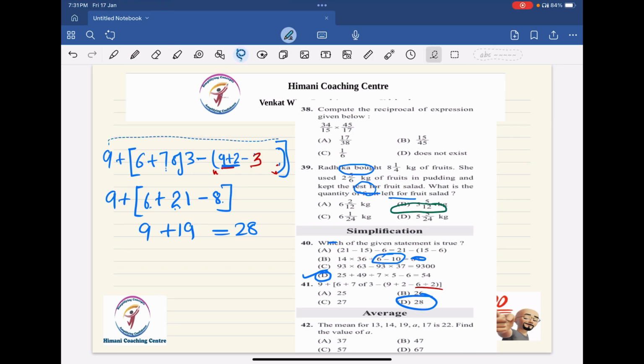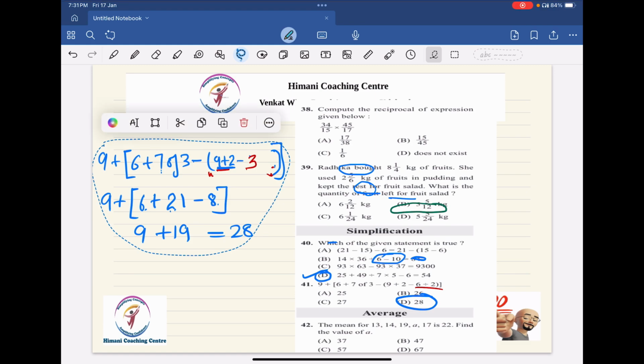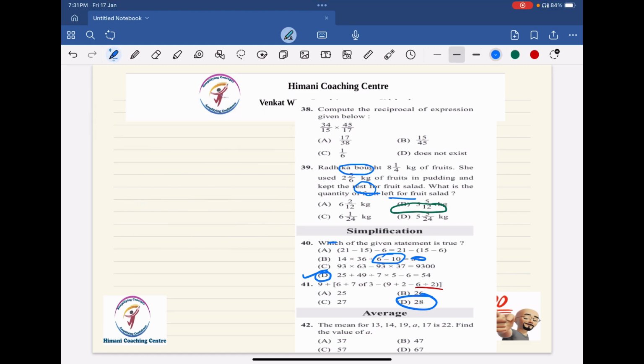Okay. Now let us move to the next question and see what are they asking. Yeah, they are saying the mean for 13, 14, 19, A and 17 is 22. Find the value of A. So how do we find mean? Mean is sum of observation divided by number of observations. Okay. So there are how many observation? 1, 2, 3, 4, 5. And we have to do sum. So let us do plus, plus, plus and divided by 5. That gives us the mean whose value is 22 according to the question.